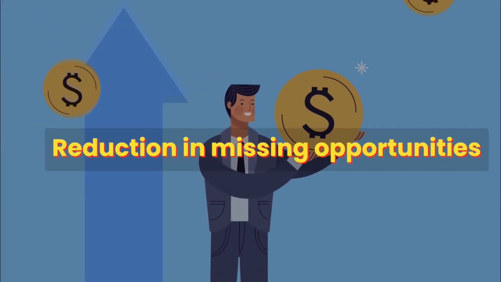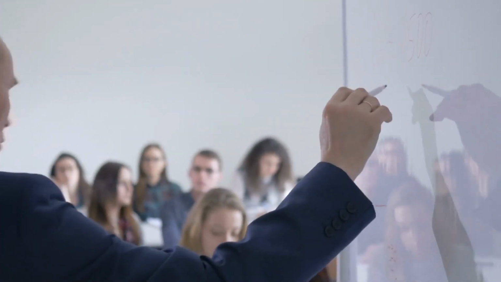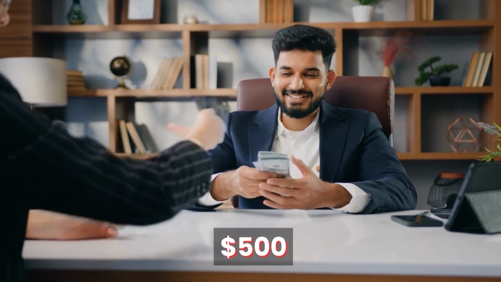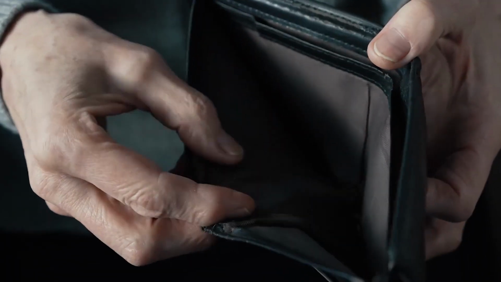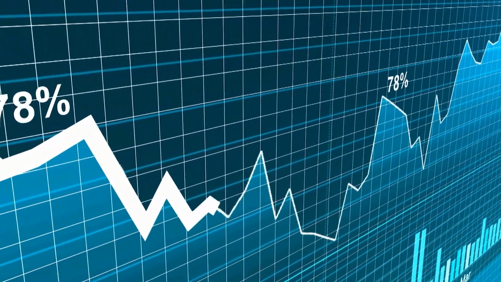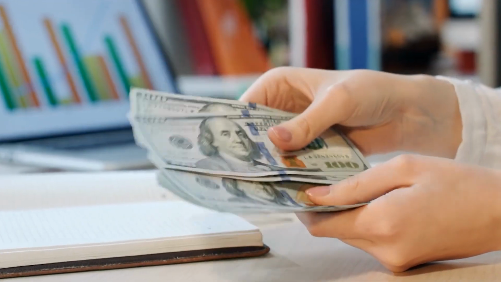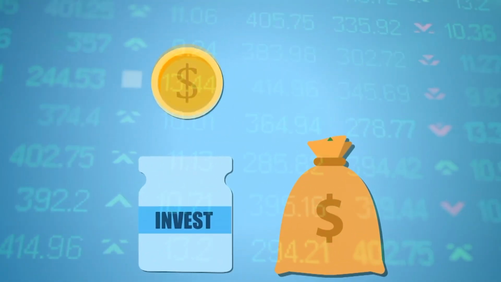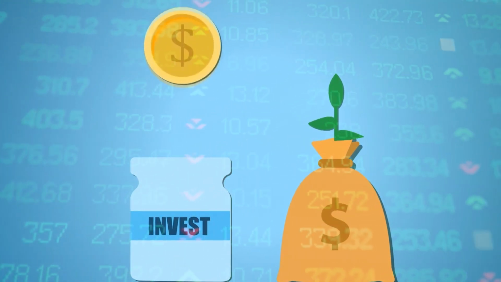Number 2, reduction in missing opportunities. Let's understand this by studying the above example again. Suppose we spend all our savings of $500 in the first month itself when the share price was $2. Now you are left with no more money to invest further when the share price reaches its lowest at $2 in the third month. You lose the opportunity to earn a maximum profit because you invested all your money in one go. Dollar cost averaging helps you make a clear decision without missing the opportunities, just like we saw earlier.